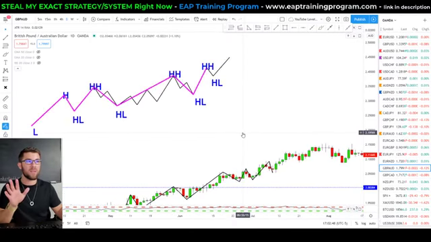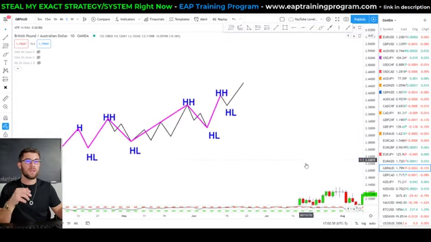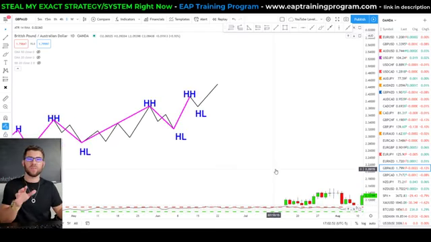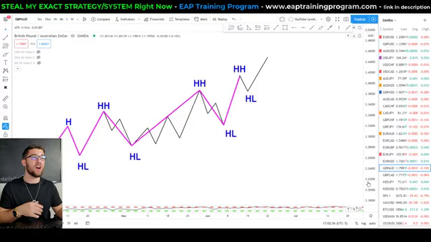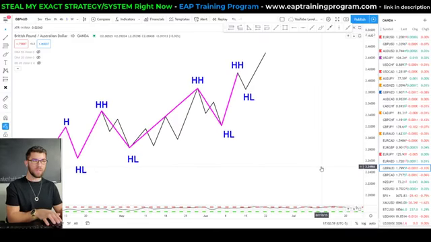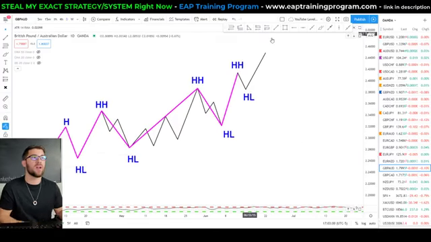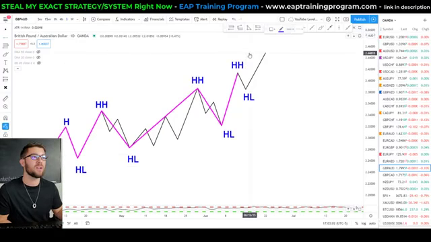So right here, we've been in what? We've been in an uptrend, right? And we're going to do some examples of a downtrend as well. But at this point right here, we've been in an uptrend. How do we know when the market stops being in an uptrend? Well, as we've discussed, we have our new higher high.